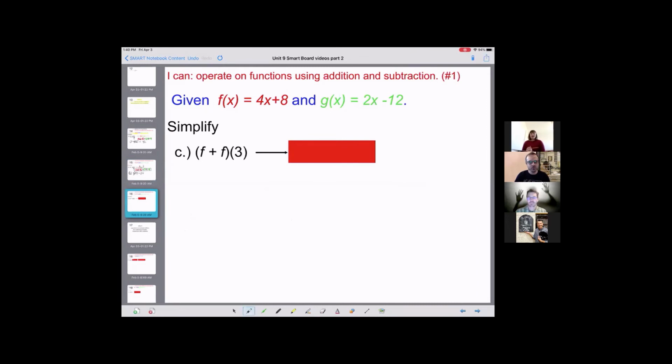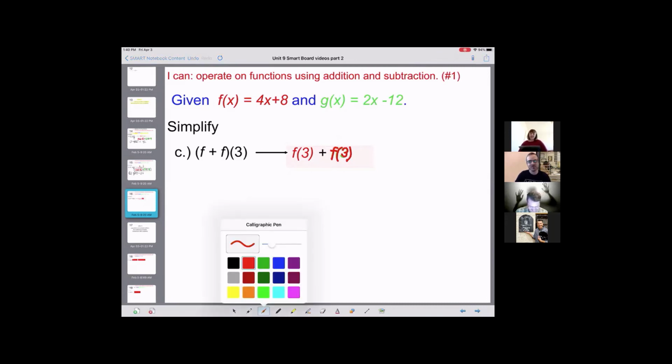We have one last example, and this time please notice that it says f plus f of 3. Sometimes we're just using one function over again. So when Mr. Craig reveals, then you'll see that both of these are red this time. We're going to have f of 3 plus another f of 3.